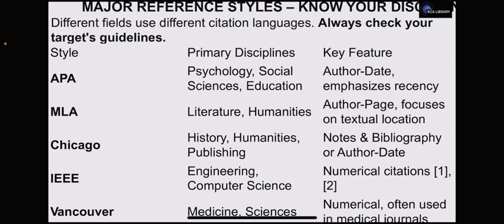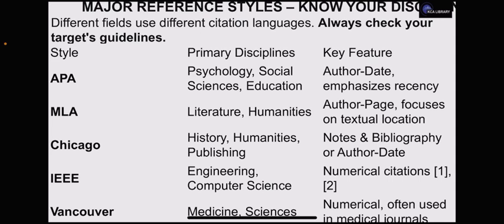major reference styles that we know. We have different fields which use different citation languages, so you should always check your target guidelines. Different disciplines or fields use different citation languages. So it depends on the research work that you are carrying out and your field of study that will determine the reference style.